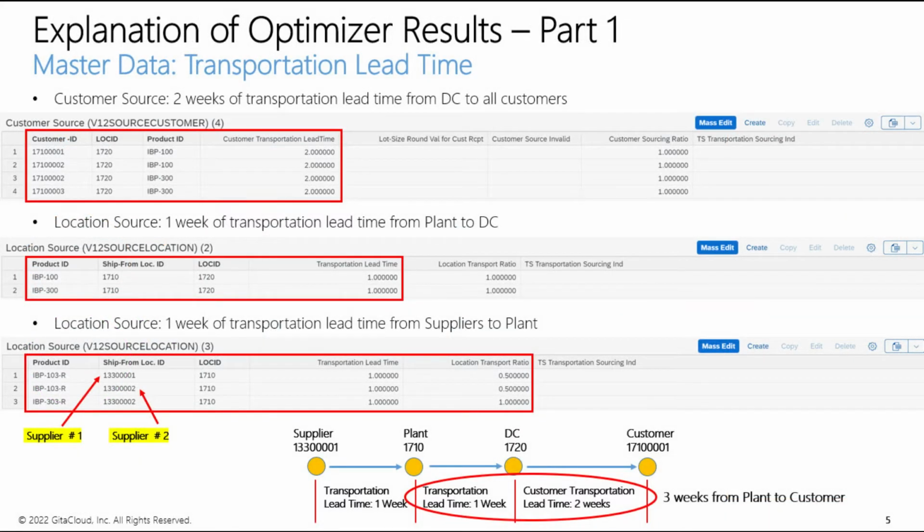Let's review transportation lead times across this supply network. Customer source master data is used to maintain customer transportation lead time as 2 weeks from DC to customers. Location source master data is used to maintain transportation lead time as 1 week from plant to DC. In total, it takes 3 weeks to move finished goods from plant to customers. Suppliers are also modeled as locations. Location source master data is also used to maintain transportation lead time as 1 week from suppliers to plant.